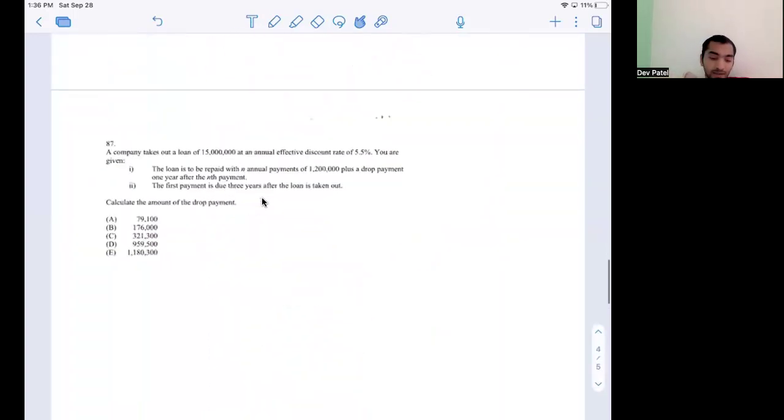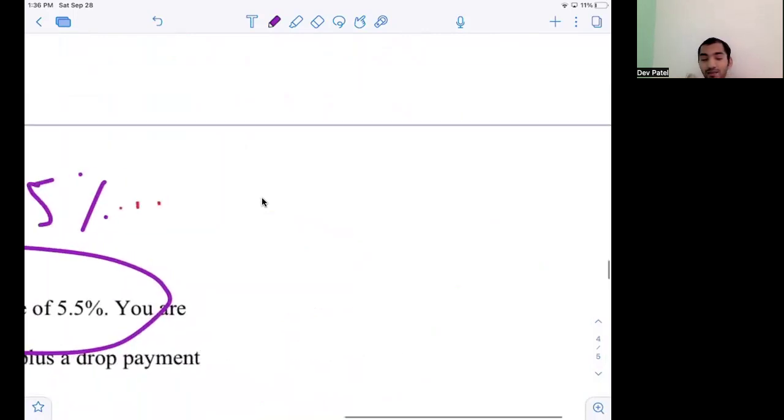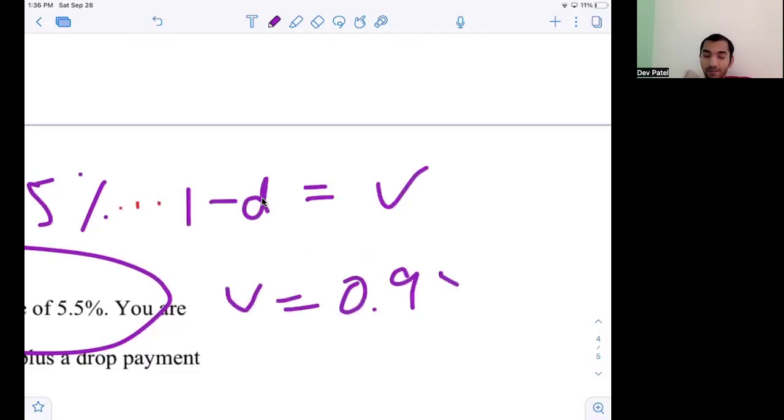So question 87: a company takes out a loan of 15 million at an annual effective discount rate, so that's d equals 5.5%. What's the relationship between d and v? 1 minus d equals v. So we know our v is 0.945.